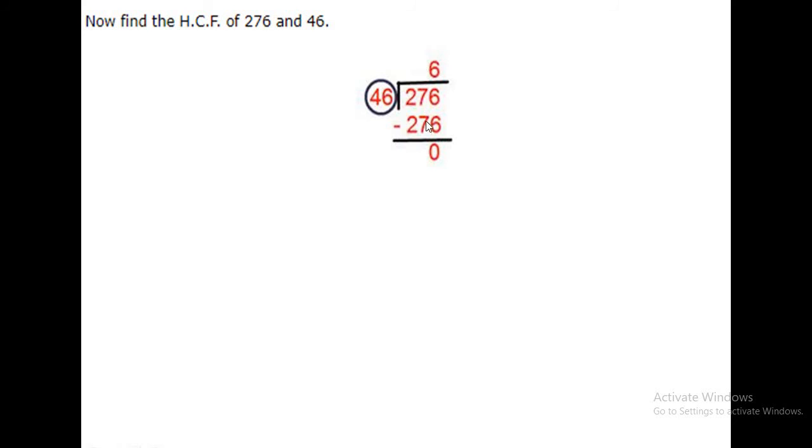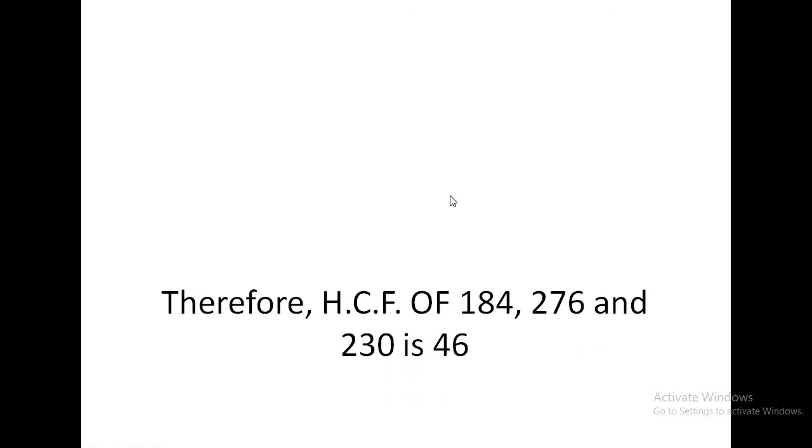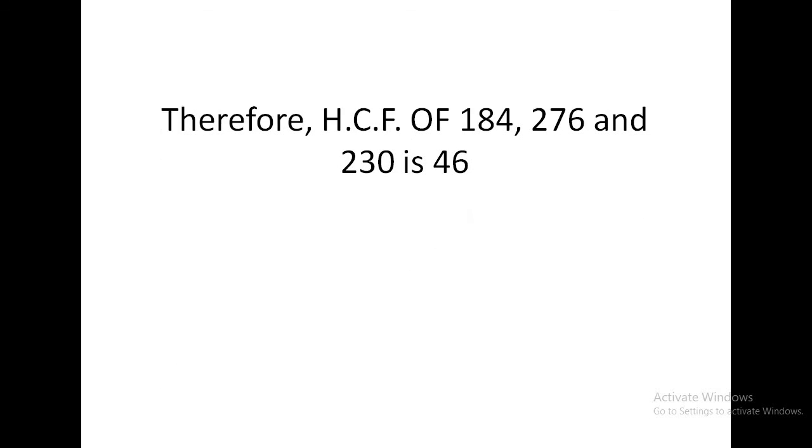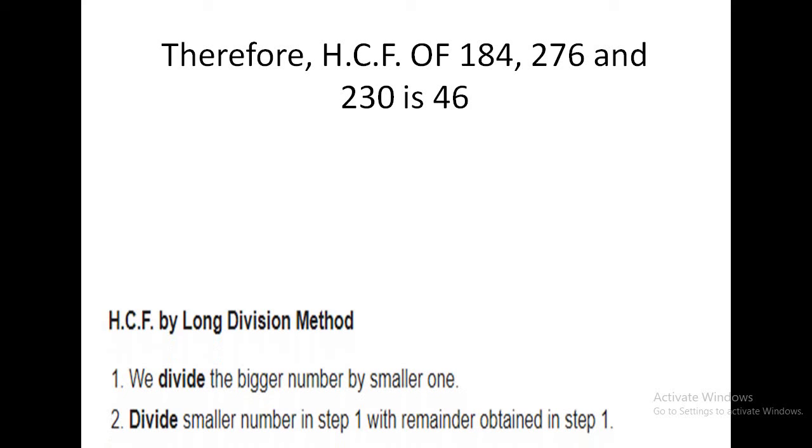So it is 46 6 times 276. You got the remainder 0. So the last divisor. Now we got the last divisor 46. So the HCF of 276 and 46 is 46. But in the continuous series 184, 276 and 230, we have taken 3 numbers. The HCF of all these 3 numbers will be 46.